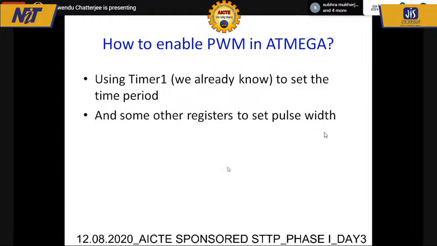Now let us see how to enable this PWM in the Atmega, that is the Arduino board. Yesterday we learned timer 1. We already know how to set the time period in timer 1. But this time only timer 1 is not sufficient to control the PWM. Some other registers are required to set the pulse width. Now how is it done? Let us see.